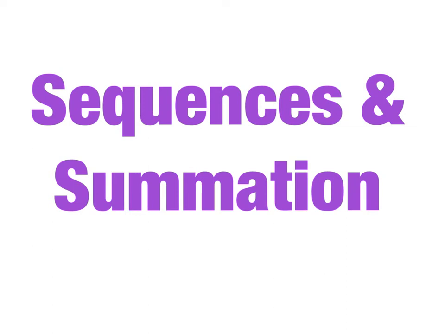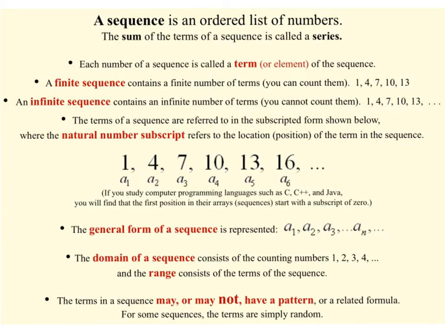In this video, we're going to talk about sequences and summation. In mathematics, a sequence is an ordered list of numbers, and each number in a sequence is called a term or an element. If I add those terms together, it's what we call a series. So there are two different types of sequences or series.